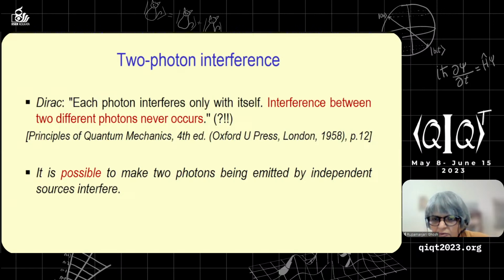So let me bring you to the start point of all this, how it happened, because I was deeply involved in that. Dirac, in his famous textbook in 1958, had stated that each photon interferes only with itself. Interference between two different photons never occurs. In the light of the Nobel Prize, I thought I would say that I'm the first one who showed that it's possible to make two photons being emitted by independent sources interfere. So kind of violating Dirac's statement, but the physics Dirac talked about stays true.